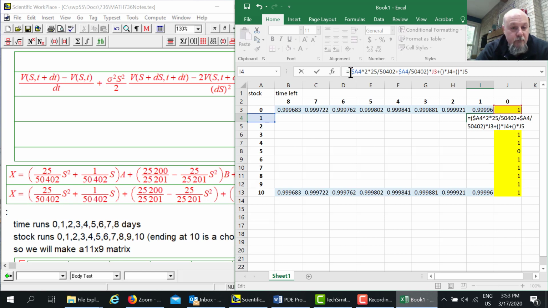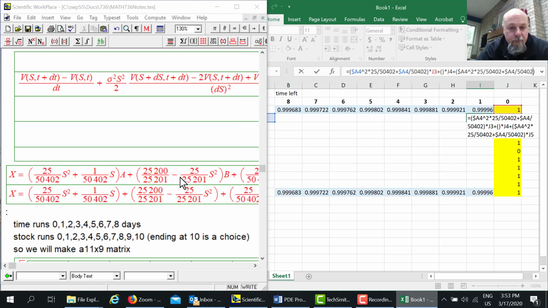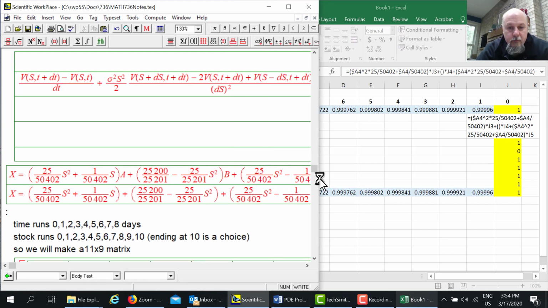And now that's this bracket. Now it's repeated over in the C, so let's just copy this. Control C. It's repeated over for the C, but it's a minus here.